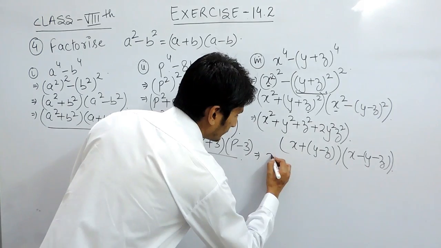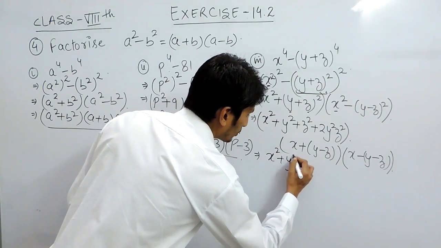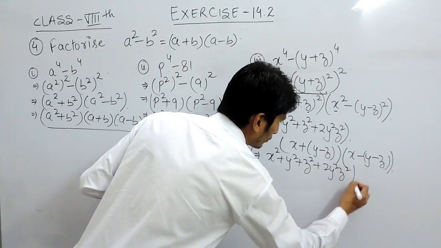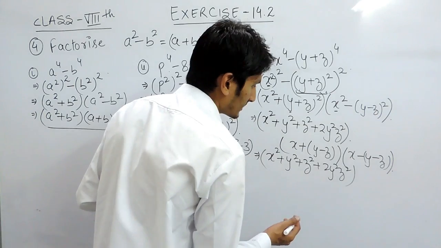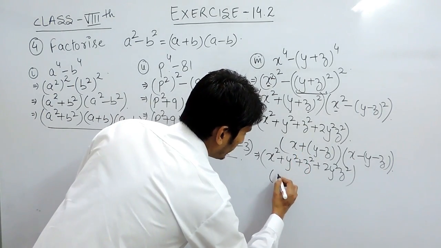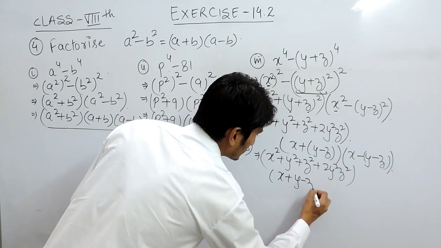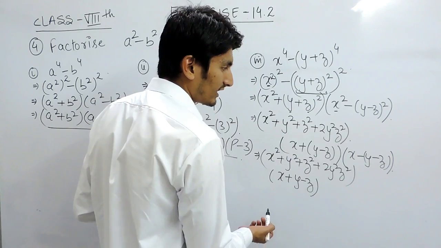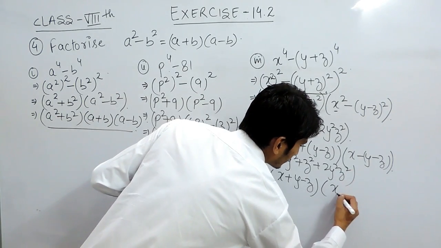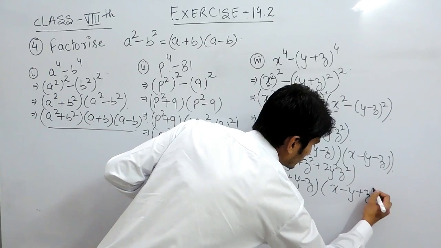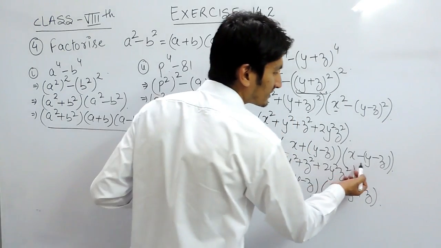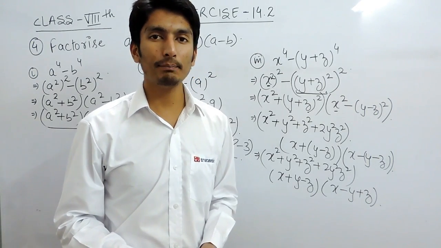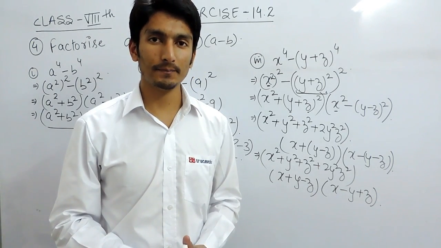This will remain as it is, which is x square plus y square plus z square plus 2y square z square would be the first term, or you can say the first factor. The second factor will be x plus y minus z, because there is a positive sign outside the bracket, those signs will remain as they are, but here the sign will get changed because there is a negative sign outside the bracket. So this is how we can solve these three parts using a suitable identity. Thank you.